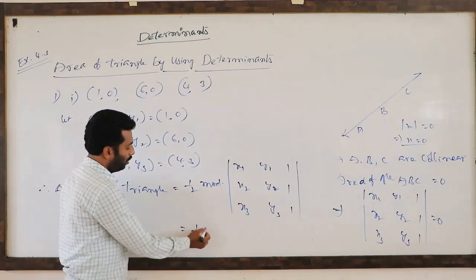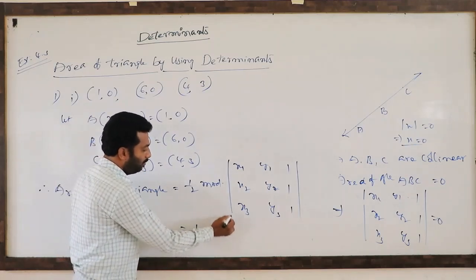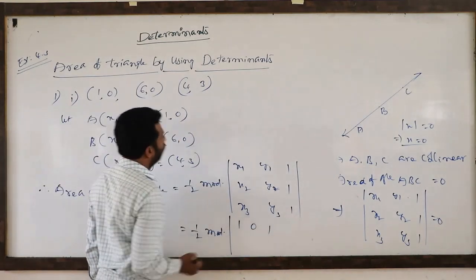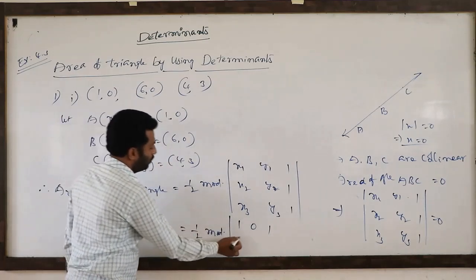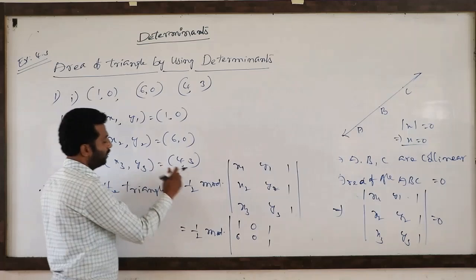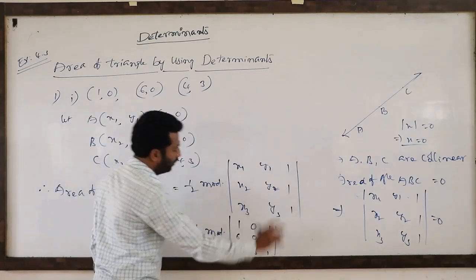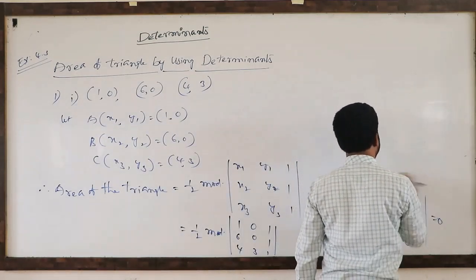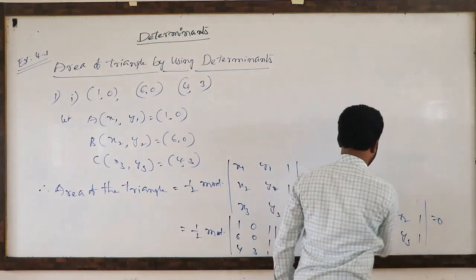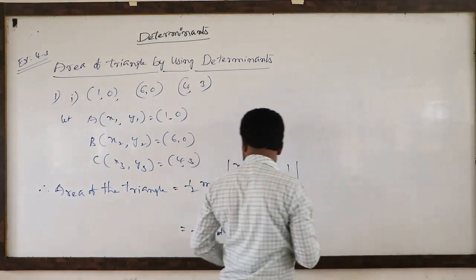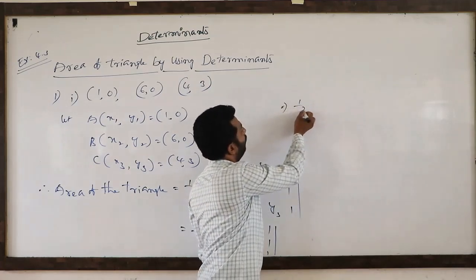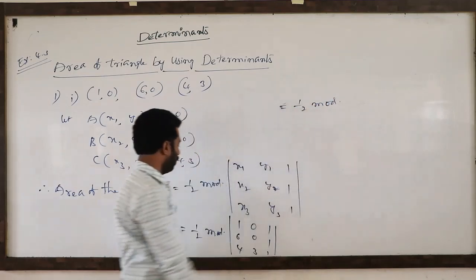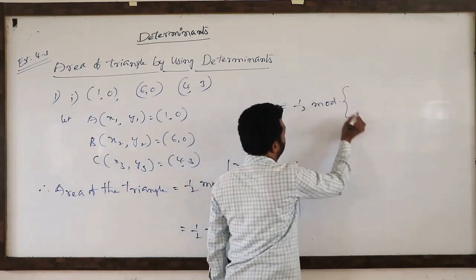So this is 1 by 2 into modulus of the determinant of 1 0 1, 6 0 1, 4 3 1 square units. If you want, you can simplify. So from this, 1 by 2 into modulus of this value, we will see once.